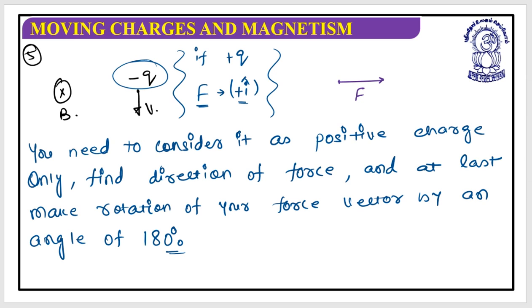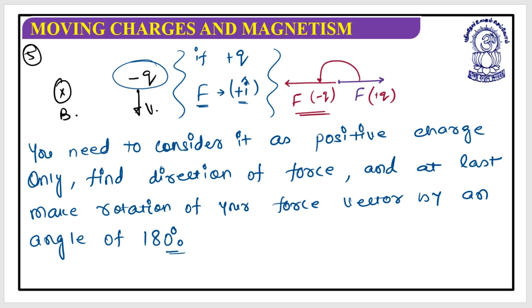Now I need to rotate this vector by 180 degrees, so it should look like it points in this direction. This is the actual force I am looking for. This is the force on the minus q charge and this is the force on the plus q charge. I hope this is clear. This is very easy, very easy.